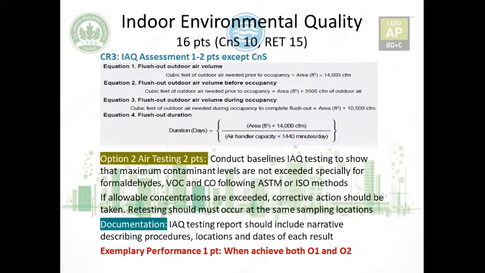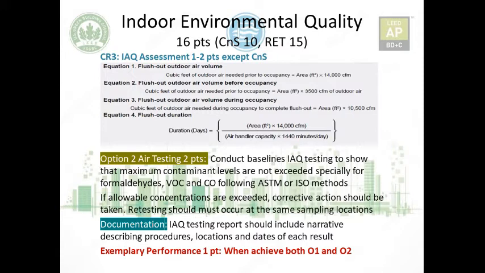It has to be done mainly zone by zone or room by room, and if there is any corrective action that is to be taken, it should be retested in the same sampling location. So it will take more time, and that's the reason you will see that there are 2 points if you go for option number 2. Option number 2 does not ask you about occupancy rate, does not ask you about before or after occupancy.